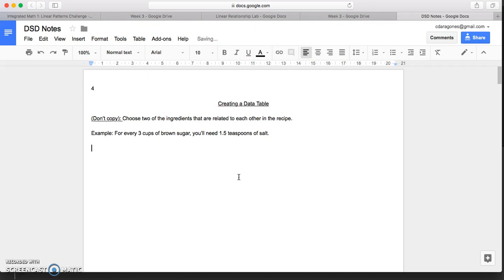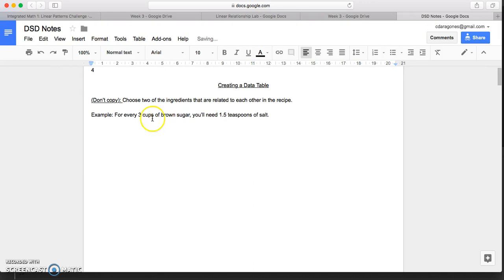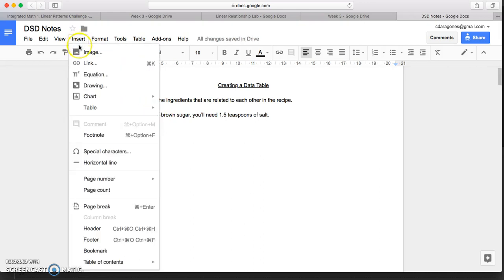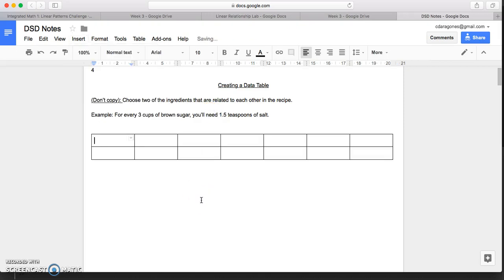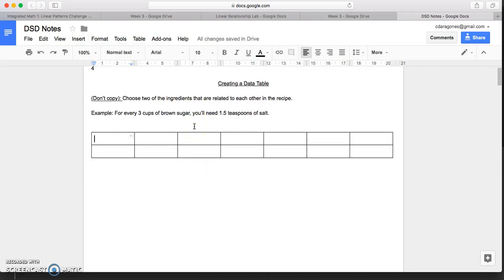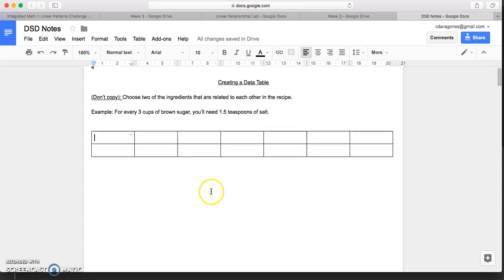Okay, so after you chose the two ingredients that are related to each other, you are going to create a data table. You're going to form a table with 2 rows and 7 columns. So go ahead and draw this into your notebook. The very first row and the very first column, you are going to name your input. And then the second row, you're going to call your output.